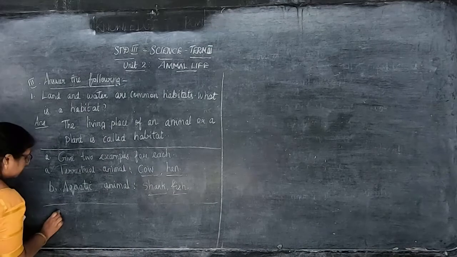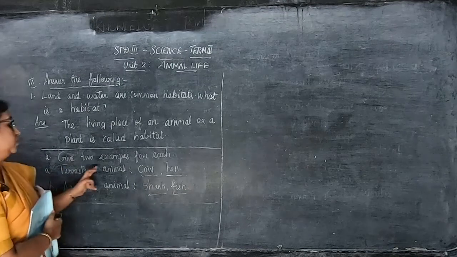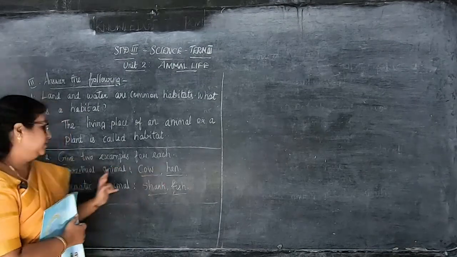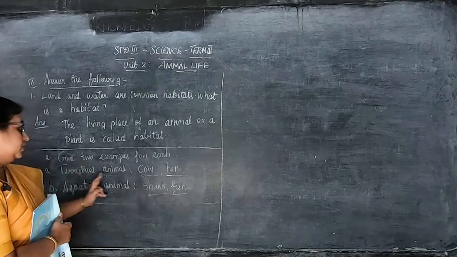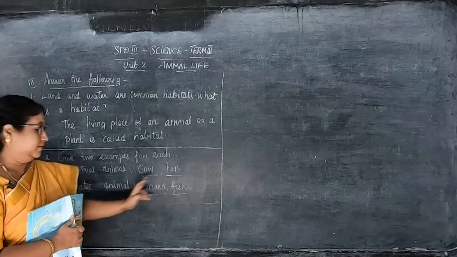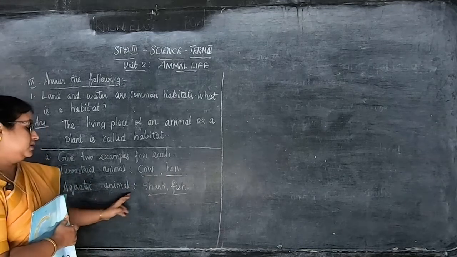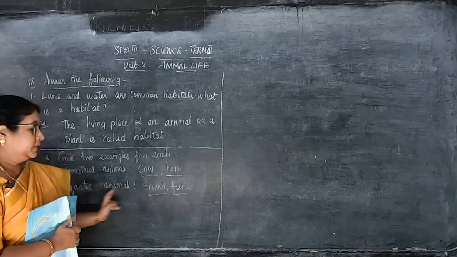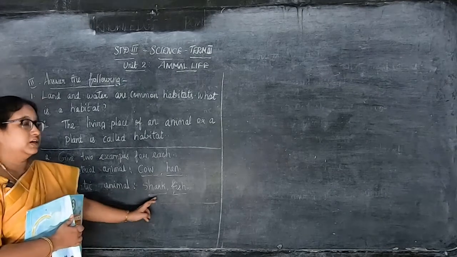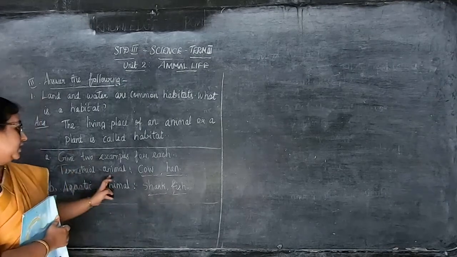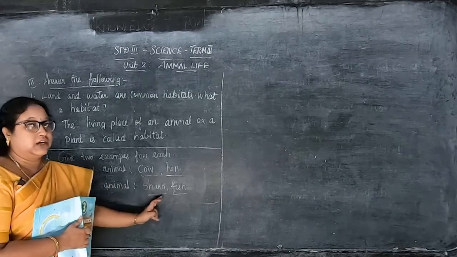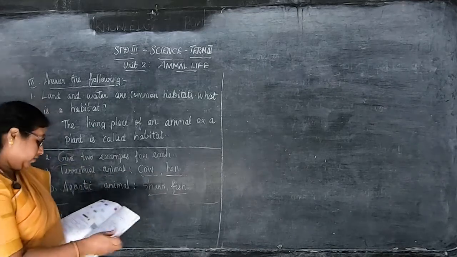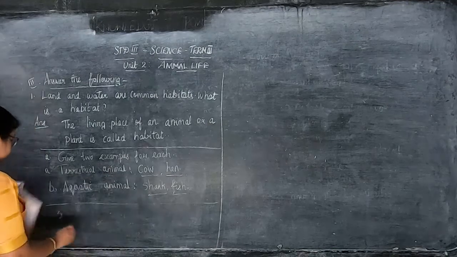So what is the second one? Give 2 examples for each. Terrestrial animal, cow, hen. Aquatic animal, shark, fish. So terrestrial animal, cow, hen. Aquatic animal, shark, fish.